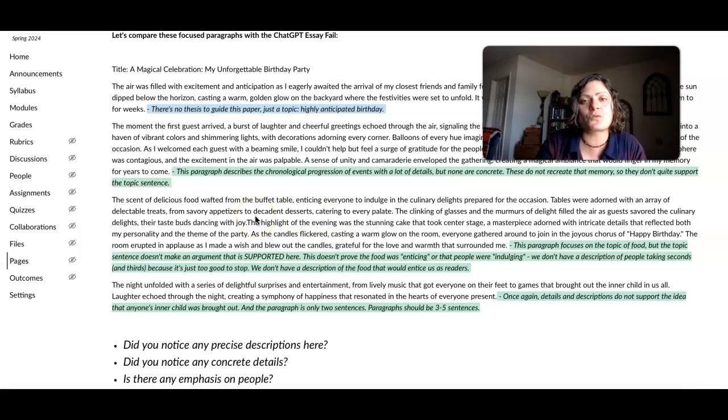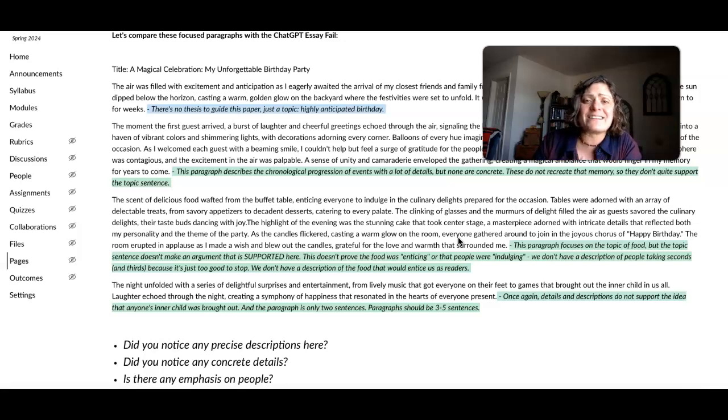We have vague general people drifting around with nothing specific or concrete. Food. This paragraph is focused on the topic of food, but we don't have any argument from the topic sentence. The scent of delicious food wafted from the buffet table, enticing everyone to indulge in the culinary delights prepared for the occasion. We don't see any indulgence. We don't even see anyone eating or being enticed. So there's no description of people taking seconds and thirds, because even though they're full, they just can't stop eating. There's no description of the taste. Why is this enticing people? Is it that these are smells from shared memories that they have of going to college together or growing up on this block where everyone's grandmother baked lasagna? Why does this entice somebody? It's not enticing us, the reader.